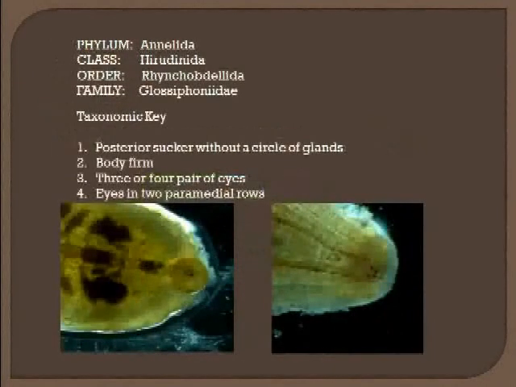Okay. Then, does the leech have a posterior sucker without circular glands? The photo on the left shows the posterior sucker, a ventral view. It does not have circular glands. It has a firm body, and as we've already identified, it has 3 pairs of eyes. And these eyes are located in 2 paramedial rows. Paramedial means that the eyes are on each side of the midline of the leech.